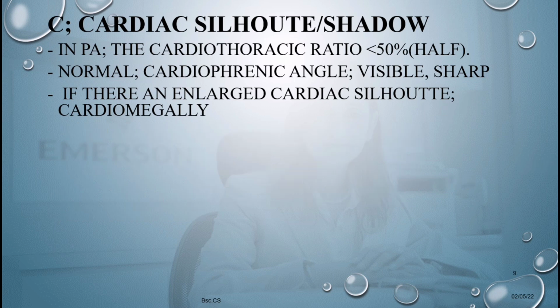clinically, you can calculate it. You get the cardiac shadow divided by the entire thoracic width. But clinically, the thing you can do is just use your fingers to measure the length of the cardiac shadow.